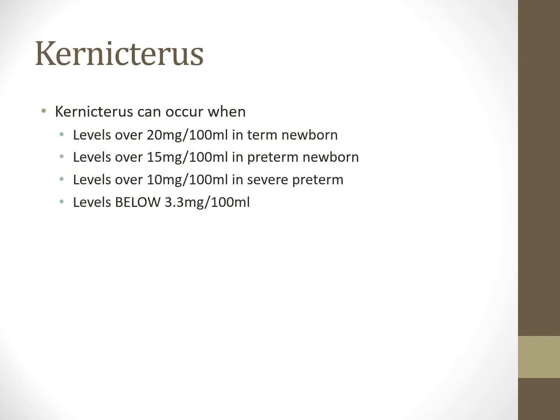So at what level can kernicterus occur? Oh heavens. So in a newborn, preterm and severe preterm kids, they're going to have different levels. So a level over 20 per 100 mL. So this is like 20 volumes percent, if you guys remember that from way back in the day, only it was grams per 100 mLs. So this is milligrams. So levels over 20 milligrams per 100 mLs in a term kid could lead to kernicterus ultimately. When we're looking at preterm, of course, this value is going to get smaller.